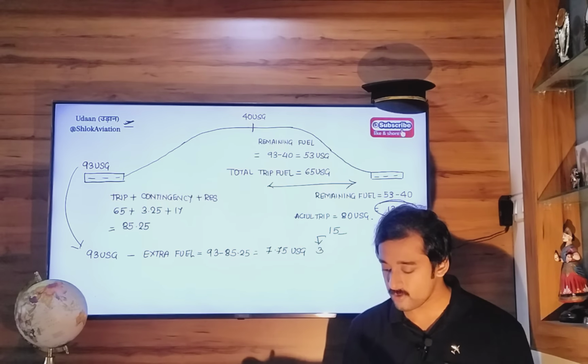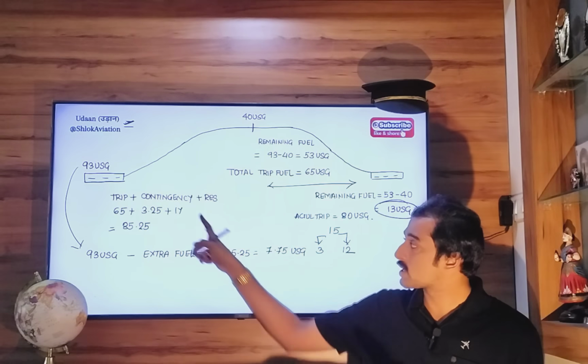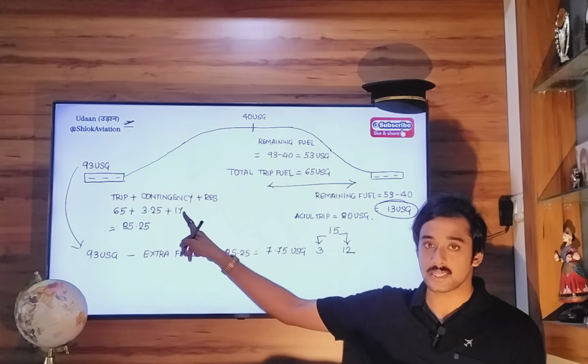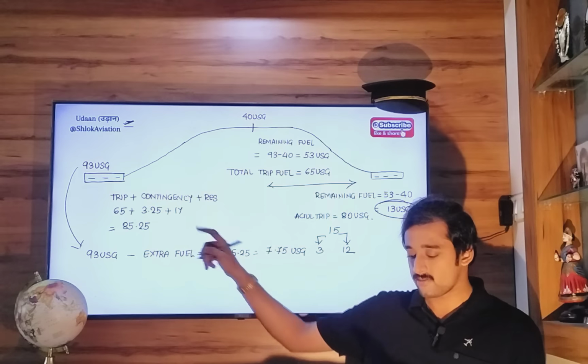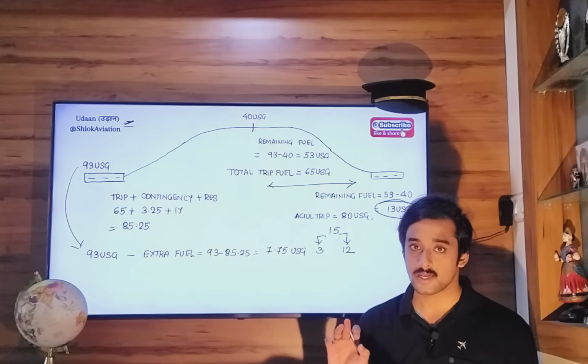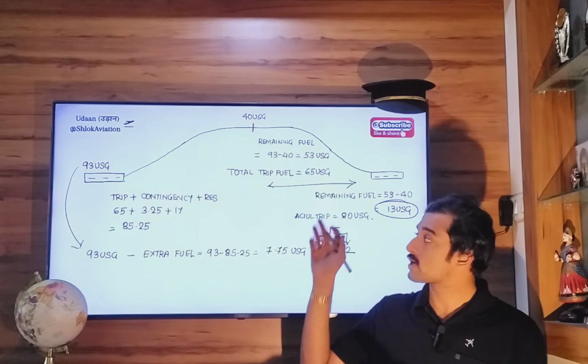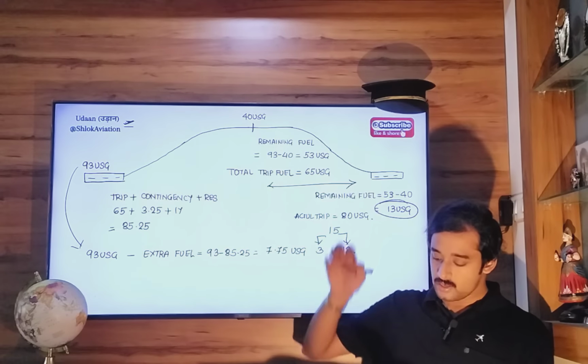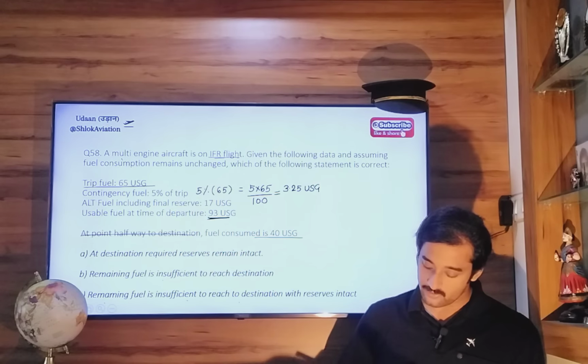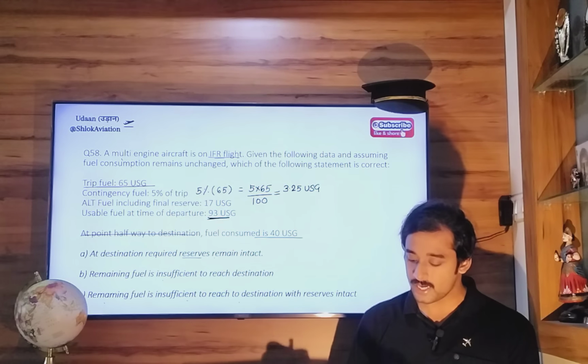So the remaining 12 you will have to take from the alternate reserve category, that is 7, it has 17. So out of that 17 you have consumed 12 from there. So that is how you make this provision for another 40 US gallon fuel. So that means the correct answer here will be at destination reserves remain intact.